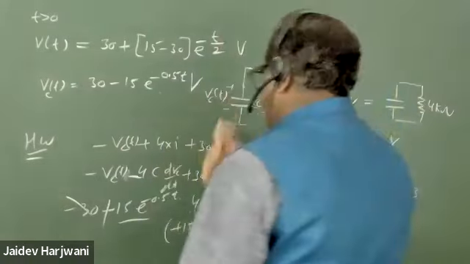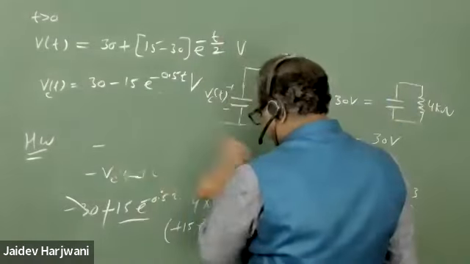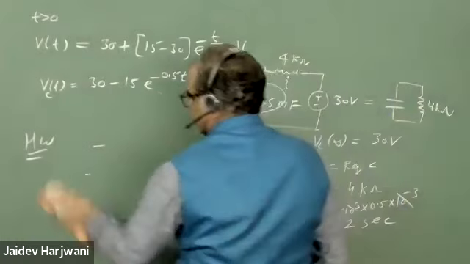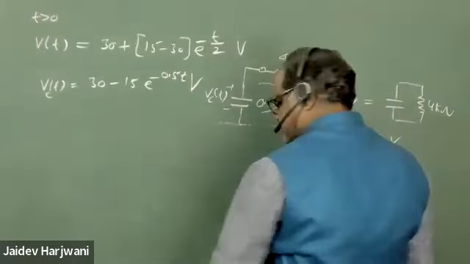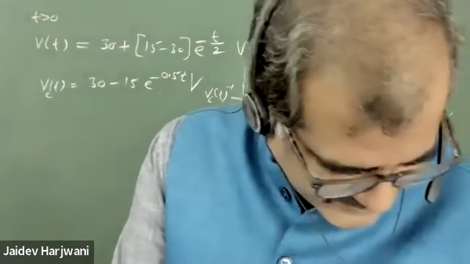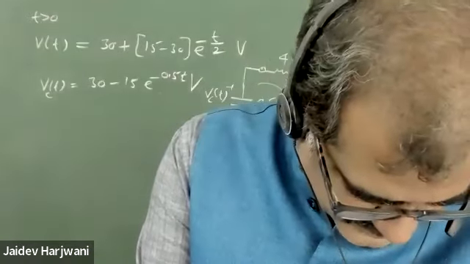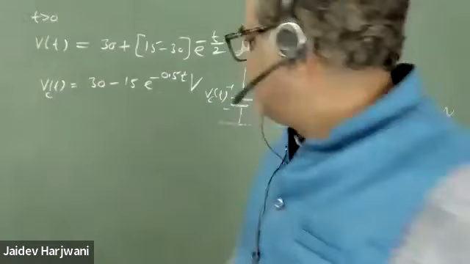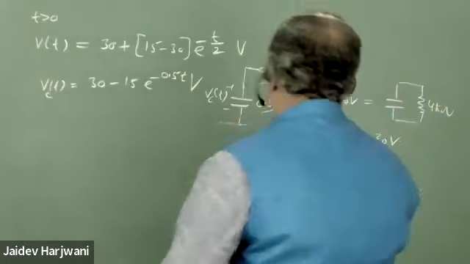Okay, so this should be satisfied. Okay, you check it. This answer is short. The answer is correct here. The answer is given the same as what I'm seeing here. Okay, and it should satisfy 30 minus 15. Okay, correct.